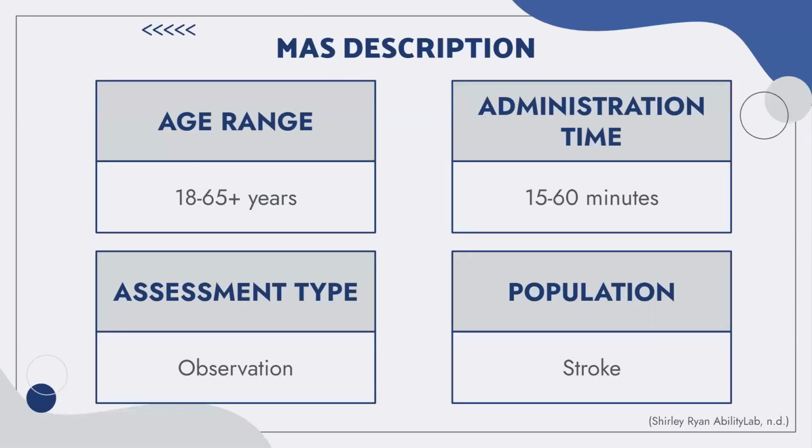So a little bit about the MASS. The age range is 18 to 65 plus years. The administration time is 15 to 60 minutes, dependent on the level of function of the individual and how long they take to complete the tasks. The assessment type is observation, and the population is commonly individuals who sustain a stroke. However, if the individual requires a proxy to aid in the completion, or if the individual has aphasia, then the MASS should not be administered. The MASS can be administered in both an inpatient and an outpatient setting.